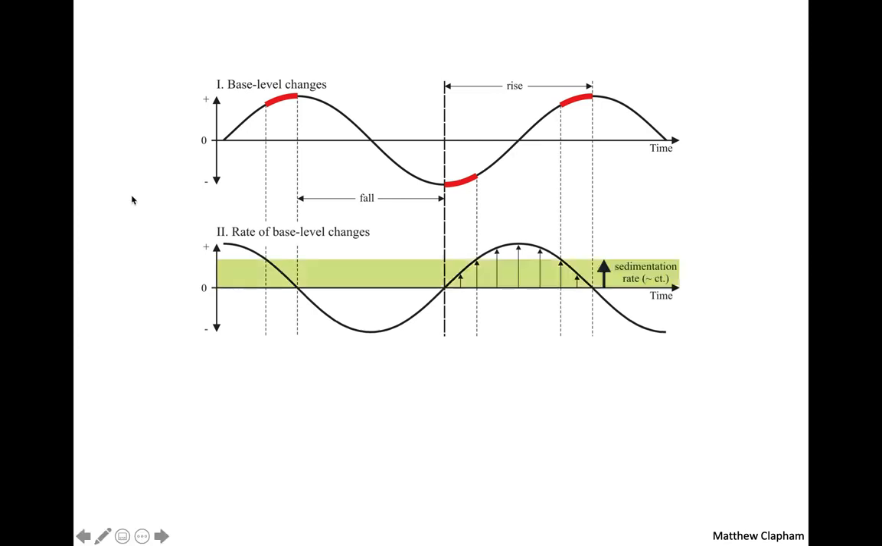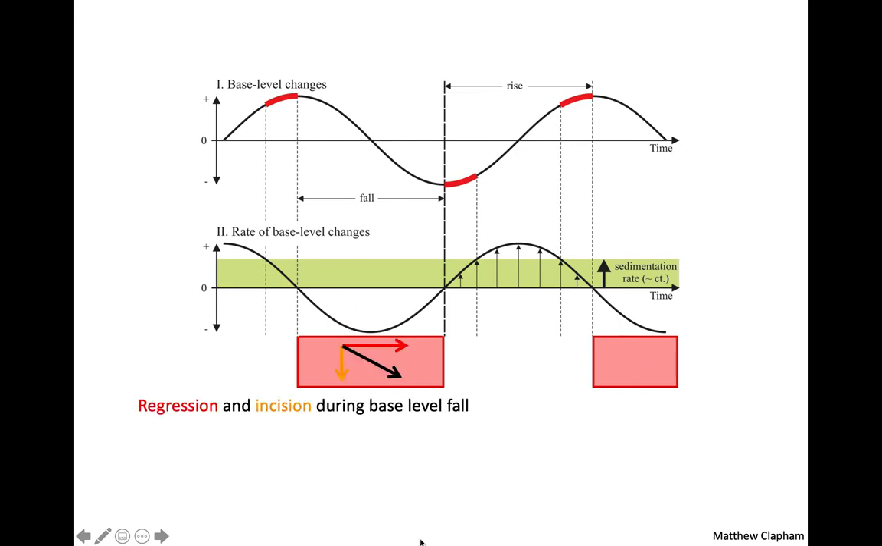All right. So what we're going to look at here is times of sedimentation rate being positive and sedimentation rate being negative. Here we have sedimentation rate being positive, so this is aggrading through time. We'll also see it being negative, which is right here. This is where it's going to be incising. Typically where it's incising, we're going to see some erosive surfaces as well. So again, regression and incision are going to happen during base level fall. This is where we're seeing regression and incision.